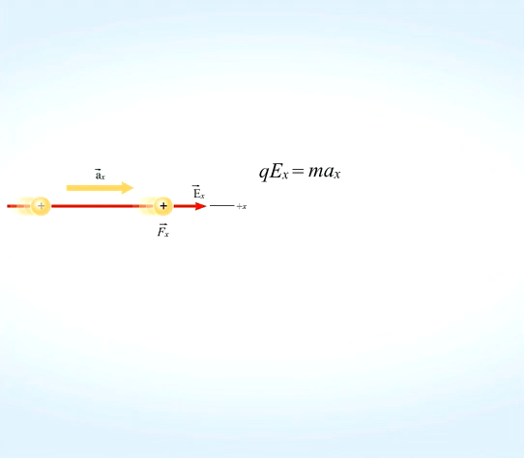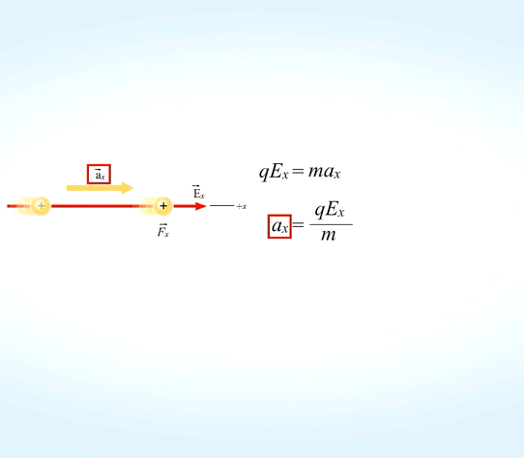Combining these equations and solving for the resulting acceleration gives us the magnitude of the charge times the magnitude of the electric field equals the mass of the particle times the magnitude of its acceleration. Solving this equation gives us the magnitude of the particle's acceleration in terms of its mass and the magnitude of its charge. With the acceleration now known, if we know the proton's charge, the magnitude of the electric field, and the proton's mass, we can then use the appropriate kinematics equation to find other quantities.